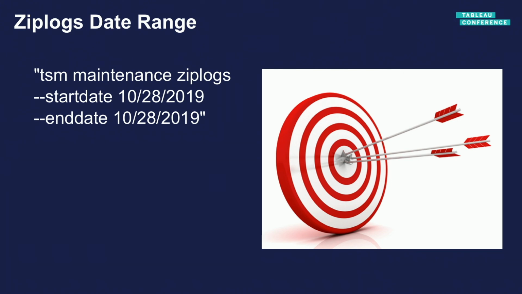Ziplogs date range. We have added a start date and an end date flag to Ziplogs so that you can gather logs from precisely the day that your error occurred. Maybe you ran into an error and 2 weeks later, support asks you to gather logs. And before, you had to get logs for 2 weeks. That takes a long time, and it makes a big zip file. So using the start date and end date option allows you to complete Ziplogs more quickly.